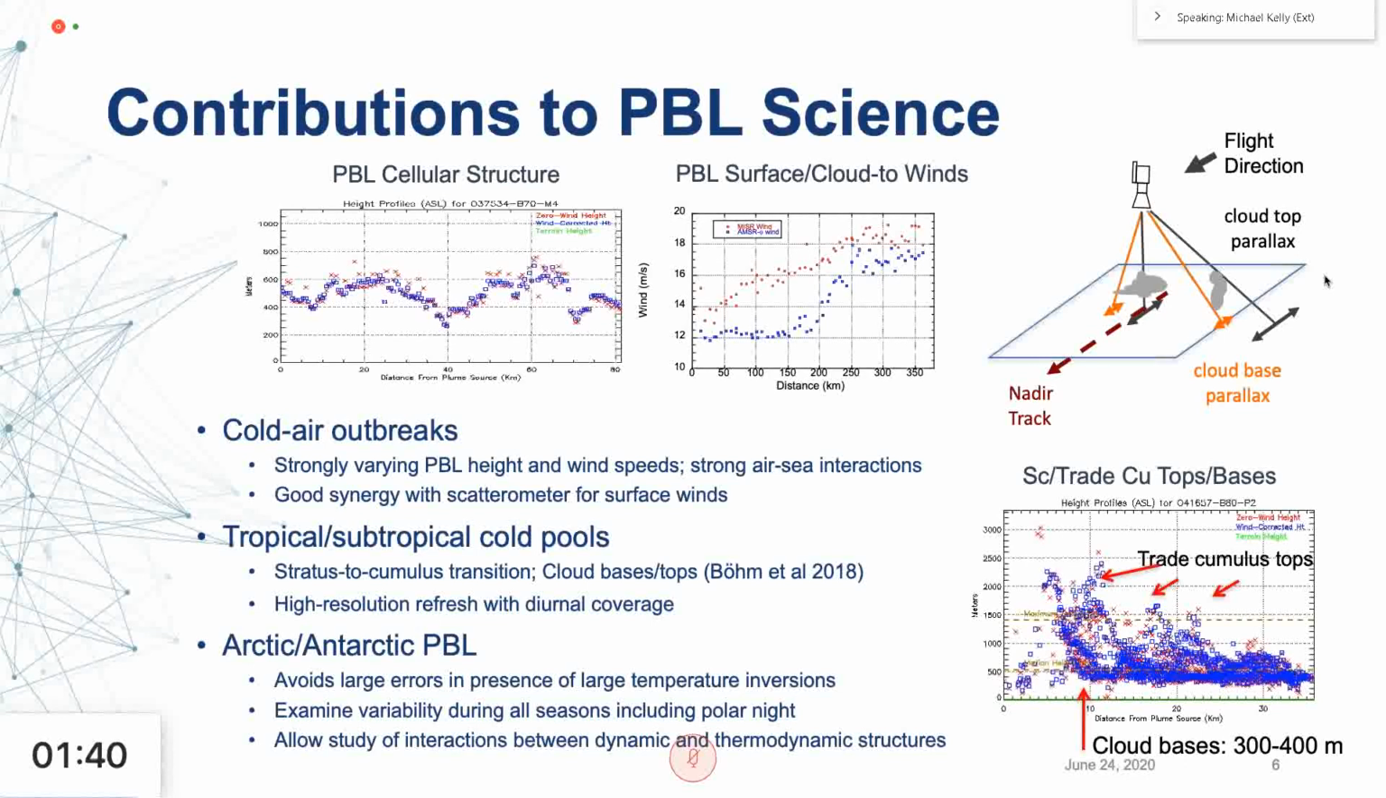So we expect that we can retrieve the heights of the clouds directly rather than relying on infrared brightness temperatures that cause very large errors in the presence of large inversions. And being in the midway, we should be able to look at the variability in all seasons, including the polar night. So this is an excellent way to look at the planetary boundary layer across all regimes. Next slide, please.